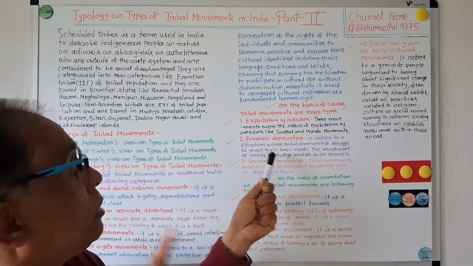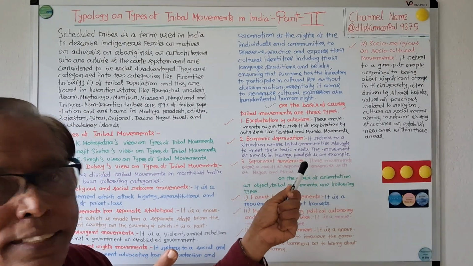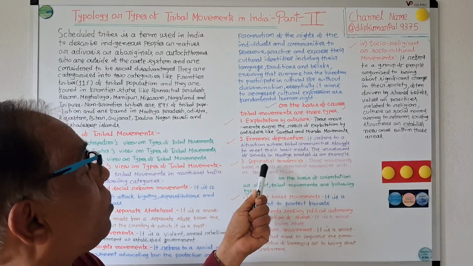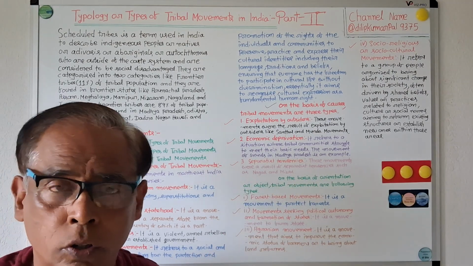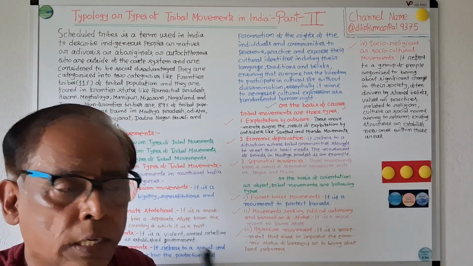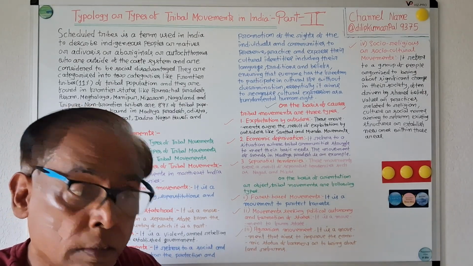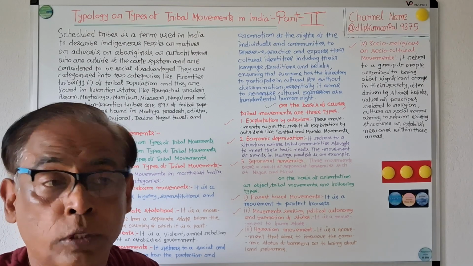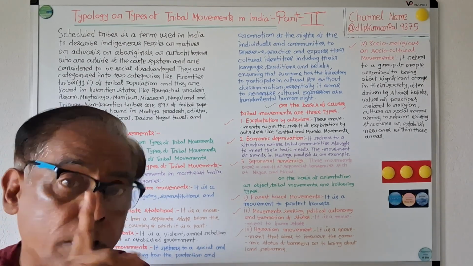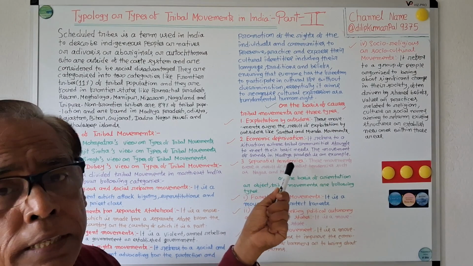So economic deprivation cause means whenever the tribals will be deprived from the basic needs which are required for their existence, at the time they will make movement. And the gun movement in Madhya Pradesh is an example.